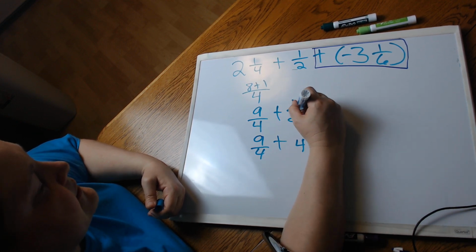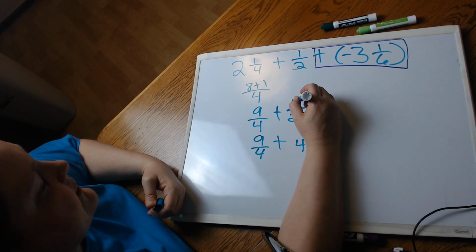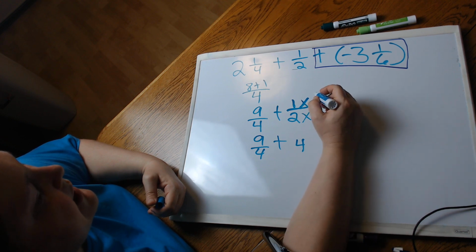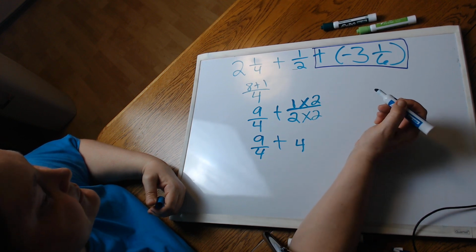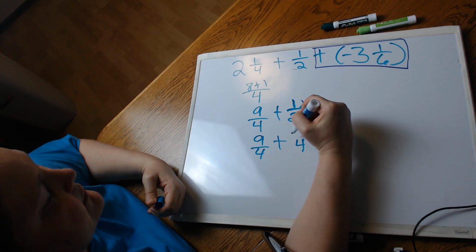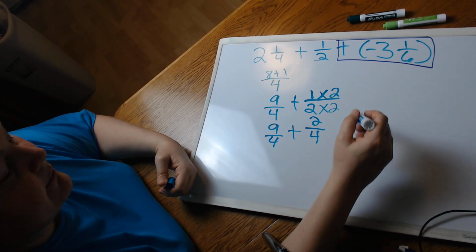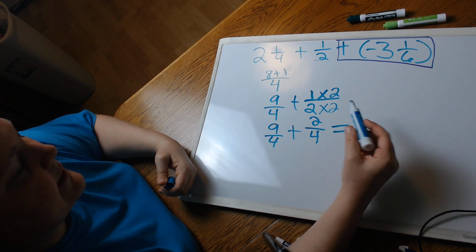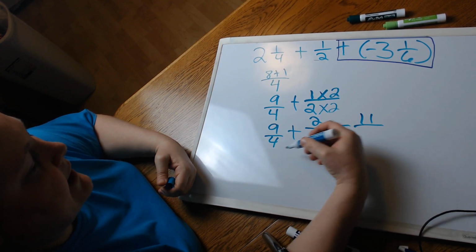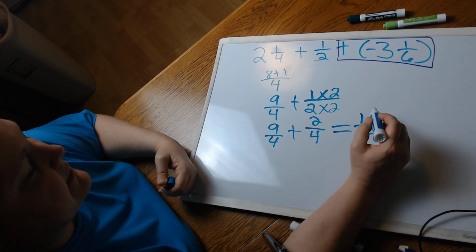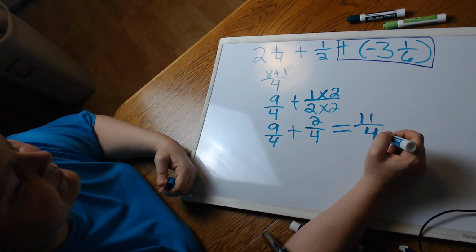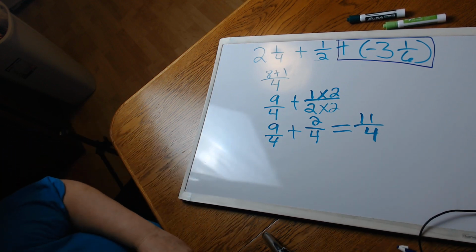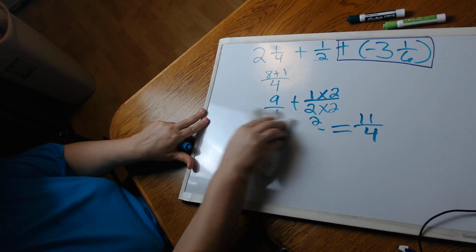And everything that we do to the denominator, we also have to do to the numerator. So we multiplied the bottom by 2, so we're also going to have to multiply the top by 2. So 1 times 2 is 2. And our new problem is 9/4 plus 2/4. And 9 plus 2 is 11. And the 4 and the 4 remain the same in the denominator. So now we're left with 11/4.